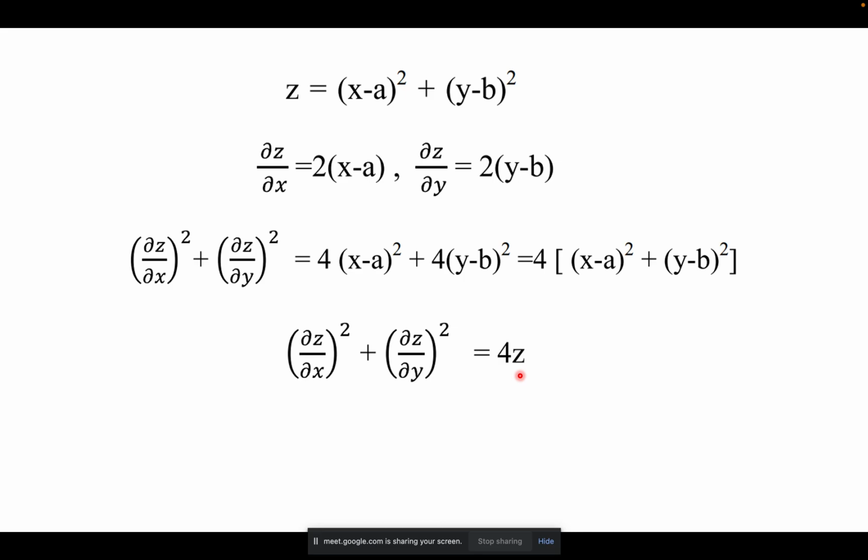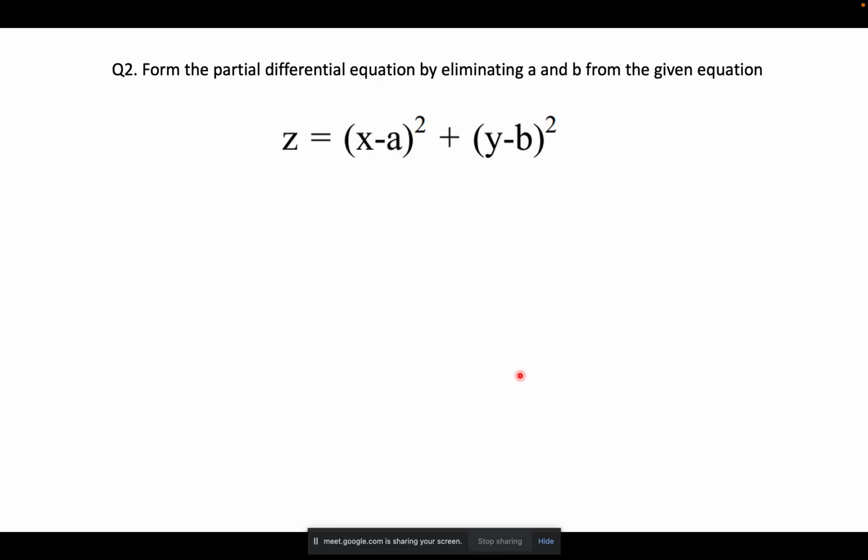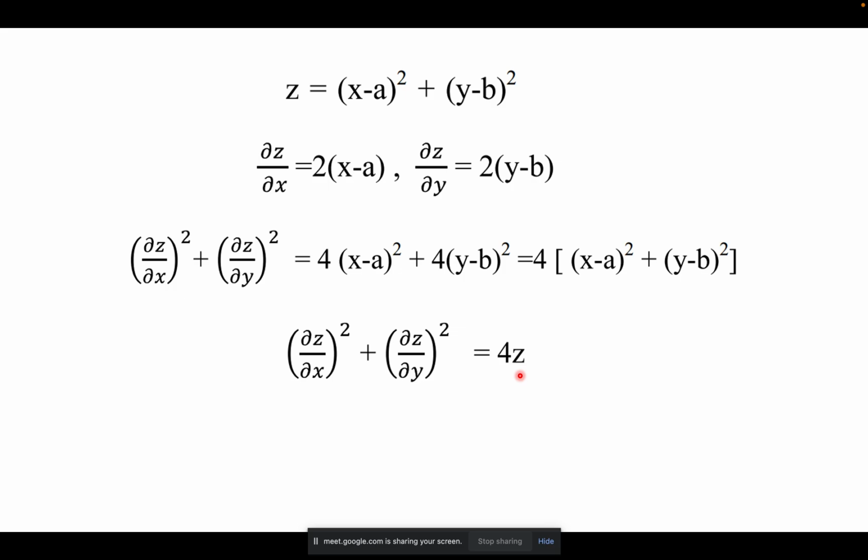So again here we just use the method of elimination in order to form the partial differential equation. So this is again a problem of the second kind, which shows how you can solve this by simply eliminating a and b from the given equation. So I hope you got the idea, and you can now solve the questions given in the assignment also, and you will see that these will become easier to solve.